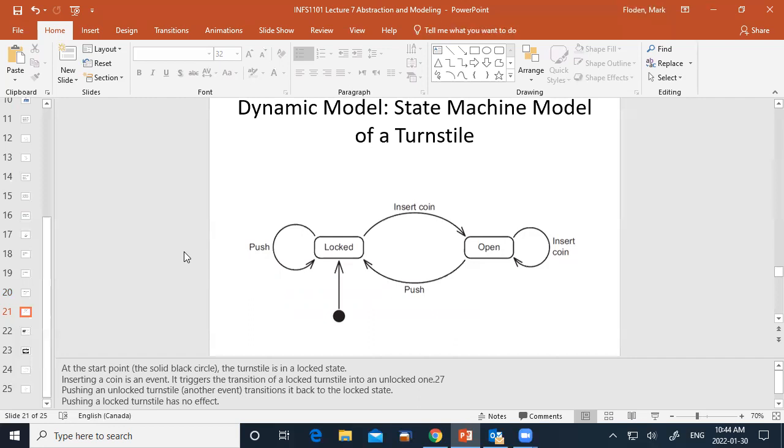So this is where you start, by the way. So the start point, the solid black start, we're starting here. We start from here and we push on the turnstile. The turnstile's got these little arms that come out and you go through them to the other side. It's locked, so this is something where we are in a locked state. Our pushing has no effect, right? We're pushing, but nothing happens.